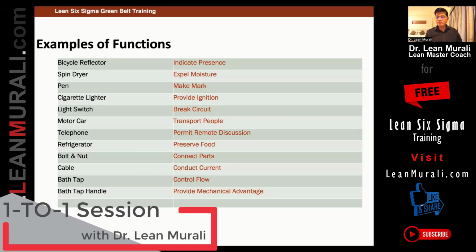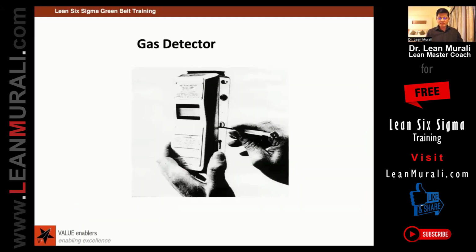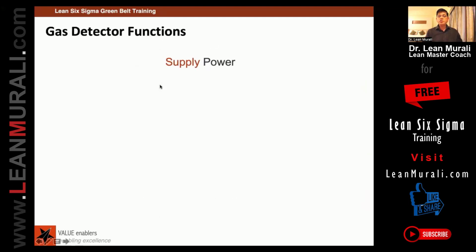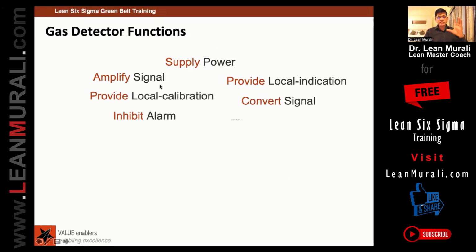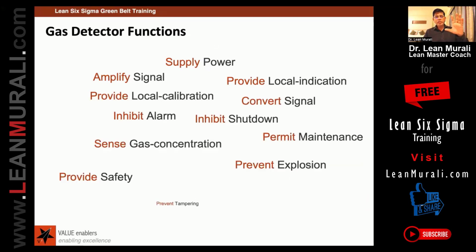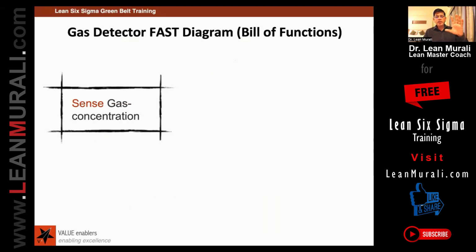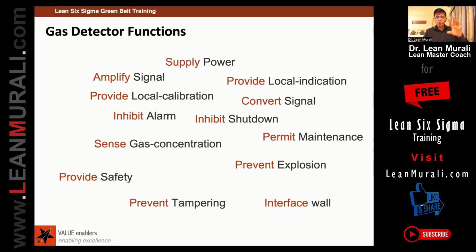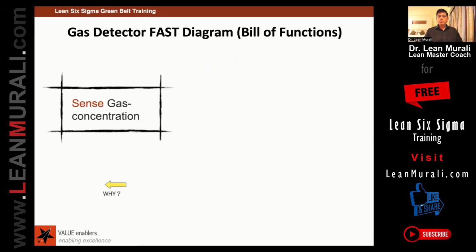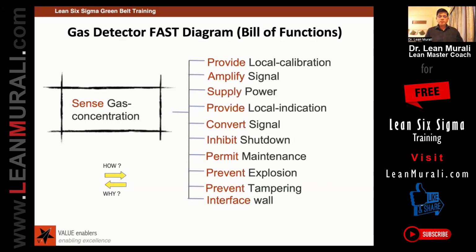The failure mode. For example, gas detector. If you say gas detector, we really want to talk about various functions: supply power, amplify signal, etc. I'm just giving one example. I'm not going to read all this out, but I'm giving this as an example for you to understand the various functions of the components inside the gas detector. That is, how something is done and why it is done.